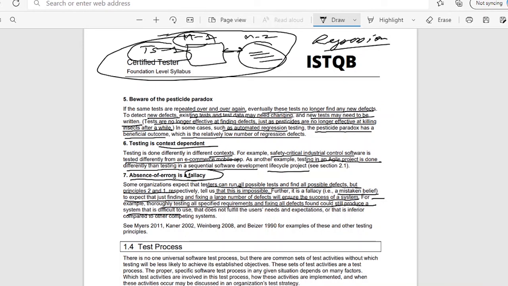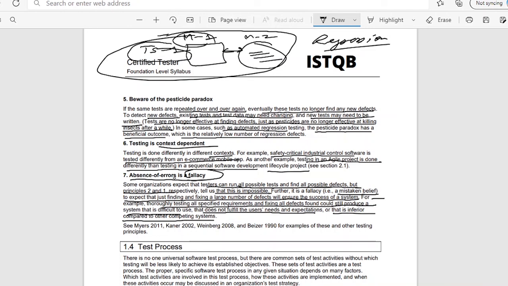Its usability is not good and it is difficult to use, so you can never say that the system is error free. From the customer's point of view, it contains some error: it is not user friendly, it does not fulfill the user need and expectation, or it is inferior compared to other competing systems. Maybe you developed your system, tested it, found some bugs, fixed them, and now you say, yeah, my system is error free. It's not possible. It's possible that your system is still not meeting the requirement of the customer. So you cannot claim there is an absence of error.